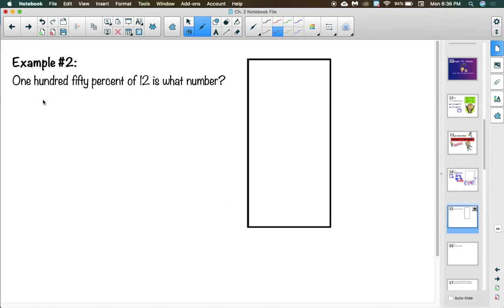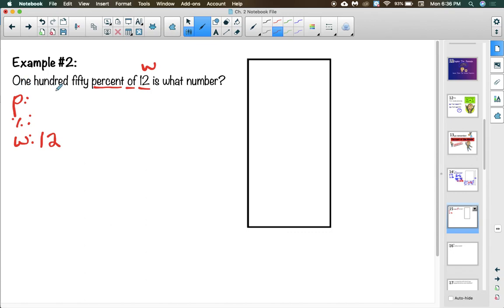Okay, example number 2, 150%. Oh, look at that, 150%. So there's my word percent, so that's important. Of 12 is what number? Okay, so percent of the whole, I see it here, percent of the whole, percent of 12. So when I start finding my percent, part, and whole, I'm already ready for what my whole number is going to be. Okay, percent of the whole, percent of 12, so the whole is 12.